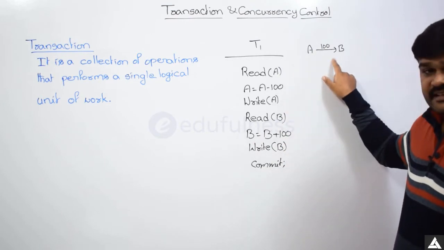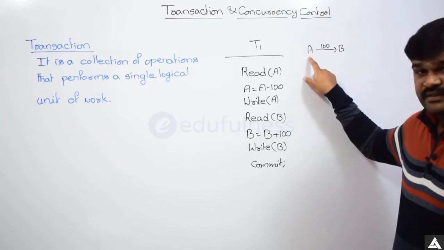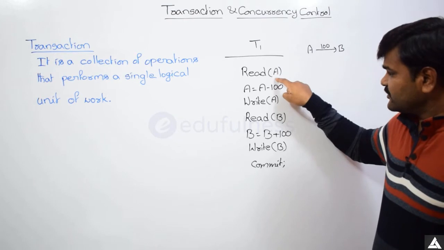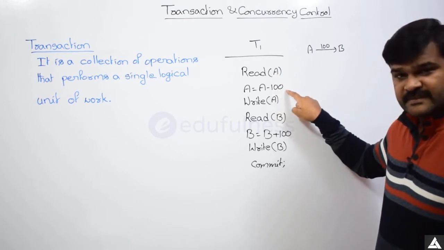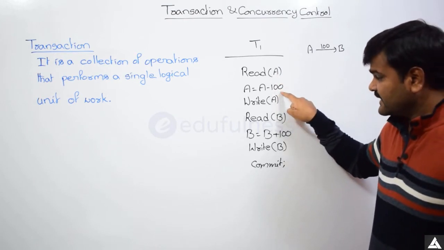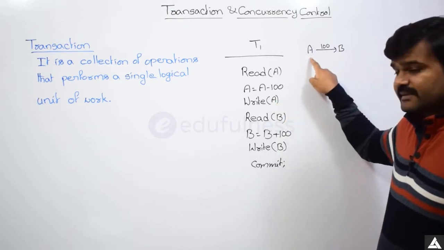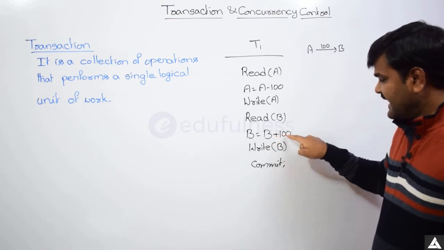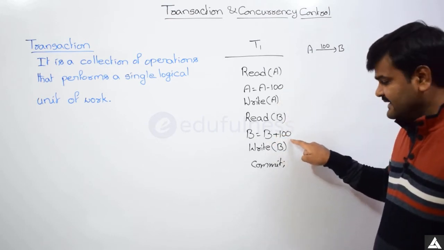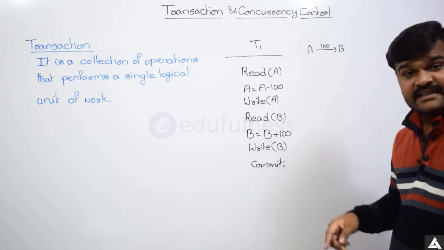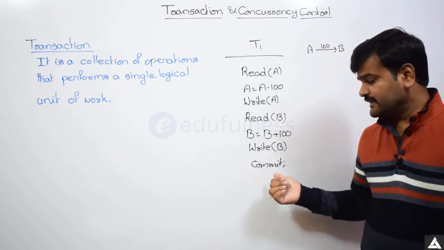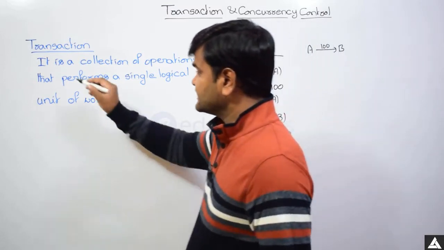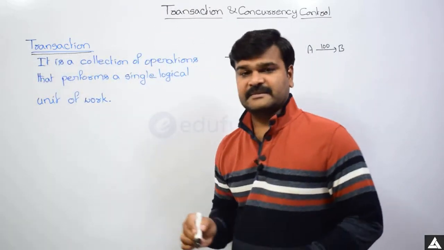So in this case, first you read the balance of A. After reading, reduce 100 rupees from A. Then write back that result to the server, and then read the balance of B. To that balance, add this 100 rupees, write back, and make the changes permanent by the commit operation. This whole set of operations we are calling one transaction.